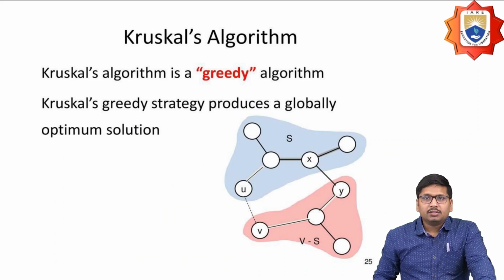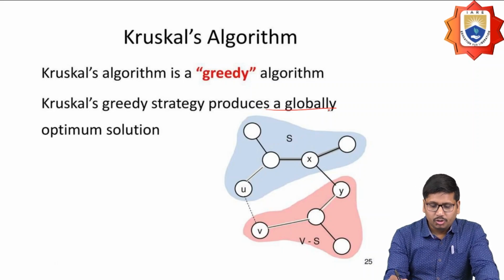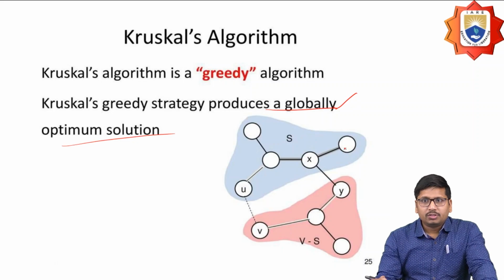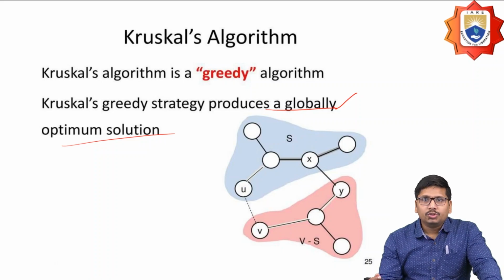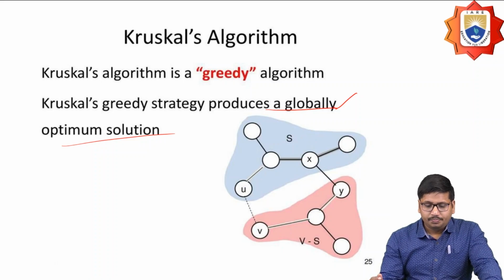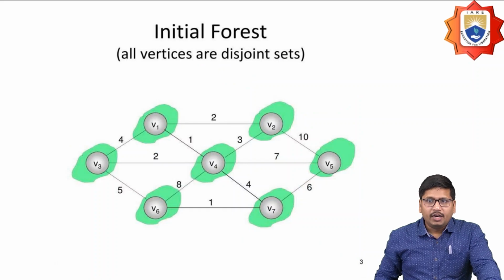Normally this Kruskal's algorithm is a greedy algorithm. Even though Kruskal's follows this greedy approach, it is able to produce the globally optimal solution. So initially we are going to have a graph like this.